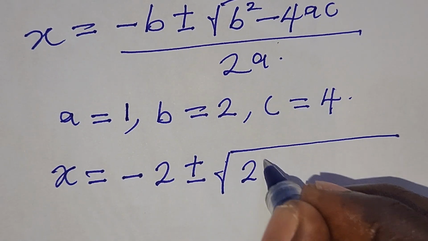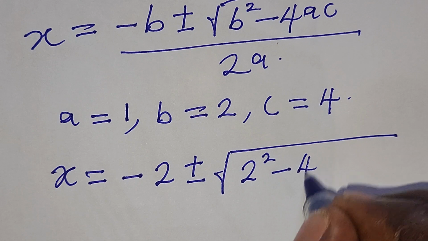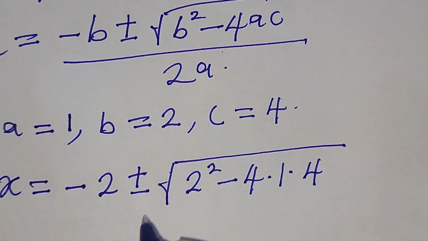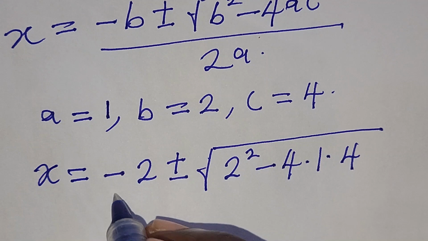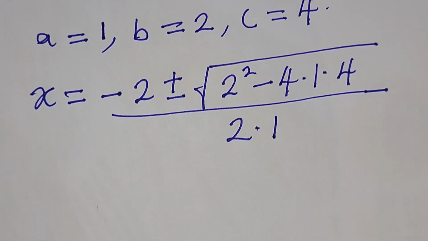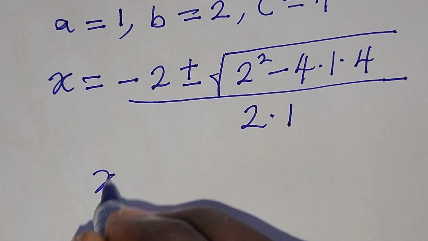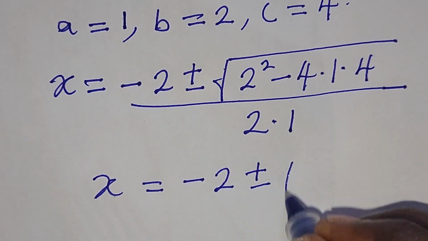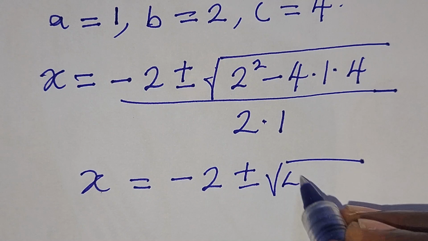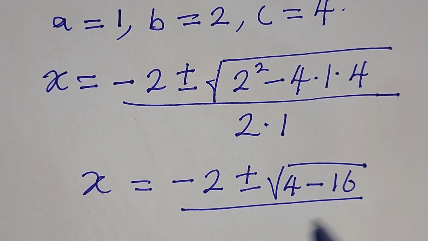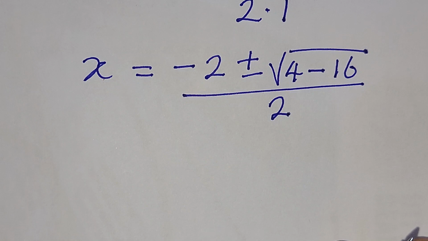From here, we're going to have x equal to minus 2 plus or minus the square root of 2 to the power of 2 minus 4 times our a, which is 1, times 4, which is our c, everything all over 2 times 1. Good. So we have here x equal to minus 2 plus or minus the square root of 4 minus 16, everything all over 2.